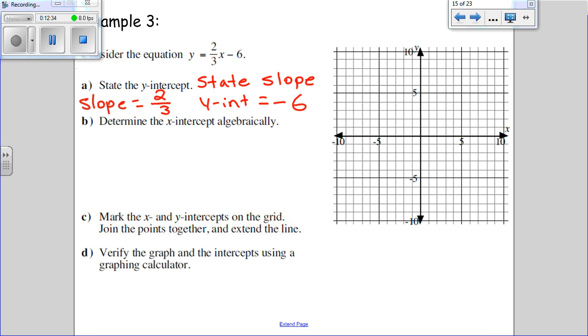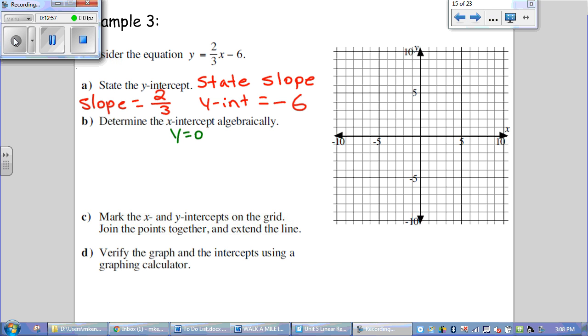For part B, it says, determine the x-intercept algebraically. If you want to figure out the x-intercept algebraically, what do you know about all x-intercepts again? A little bit of review. Y is 0. So that means we change y to equal 0. When you're looking for an x-intercept algebraically, that means you change y to be 0. So if you go back to your equation, you change y to be 0.